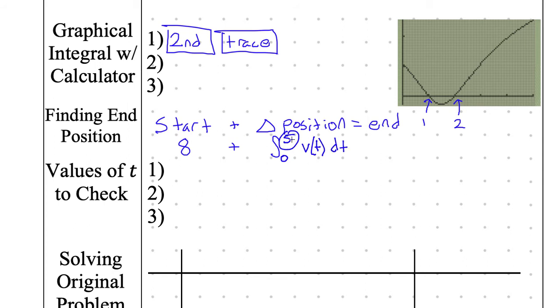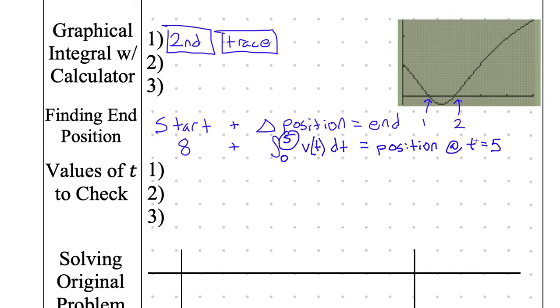This 5 will change depending on what we're looking at. So I'll just circle that 5 and say that that 5 can change. If we do 1, that means how far are you at 1 second. That will be position at time is equal to 1, because that's a 1 up there. So if I made a more general statement, I could say between 0 and t, and then the answer will be your position at t.